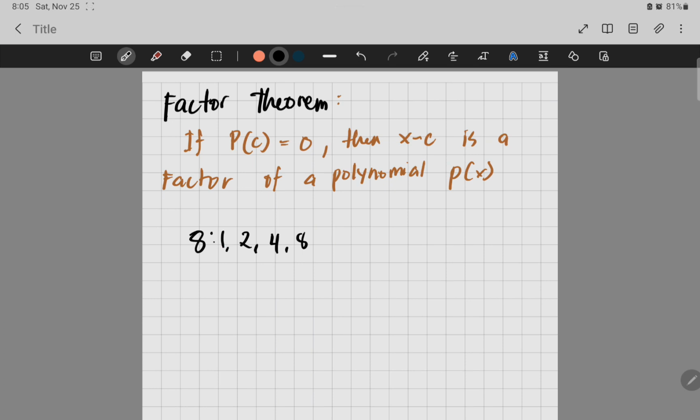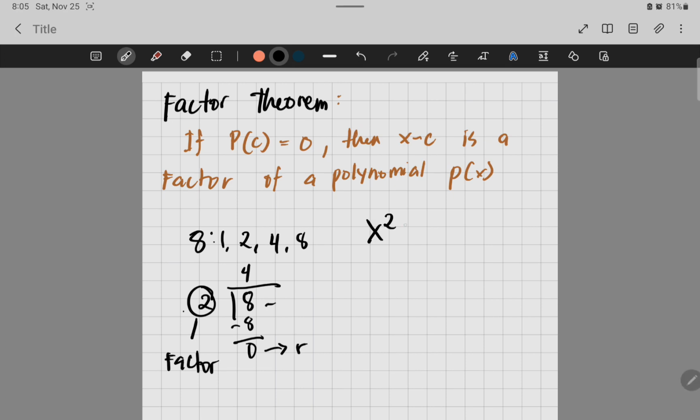So, if we are going to divide 8 by 2, that is 4. 4 times 2 is 8. 8 minus 8 is 0. Therefore, the remainder is 0. We can say that 2 is a factor of 8. Okay?